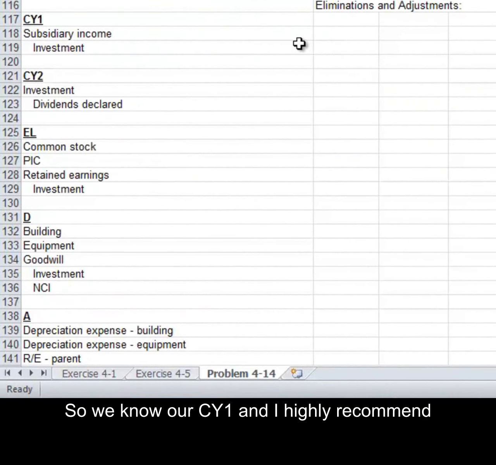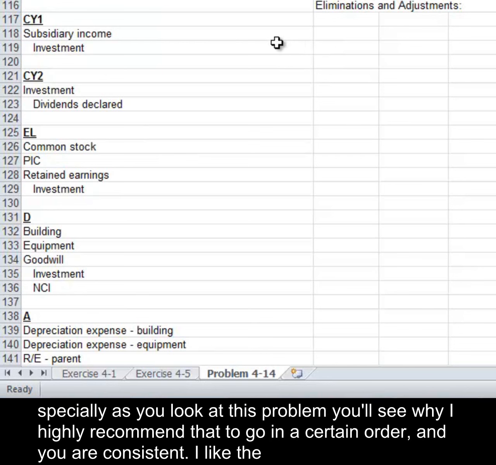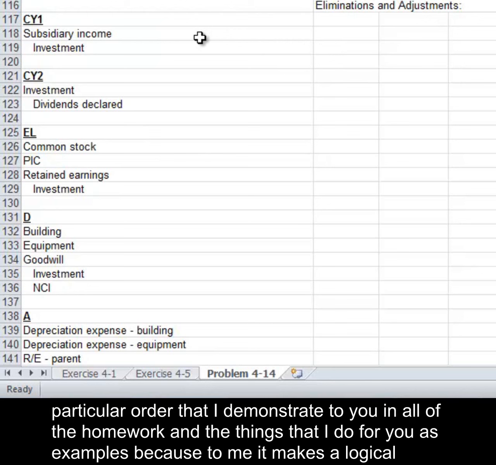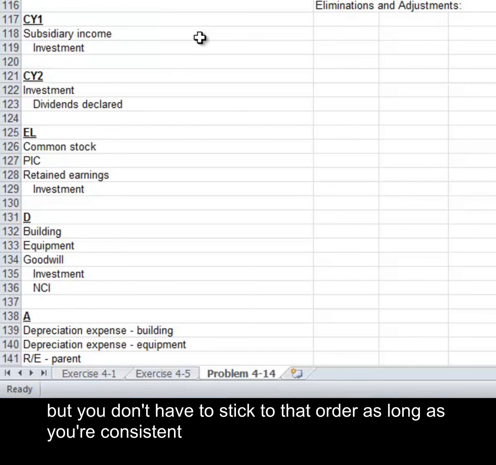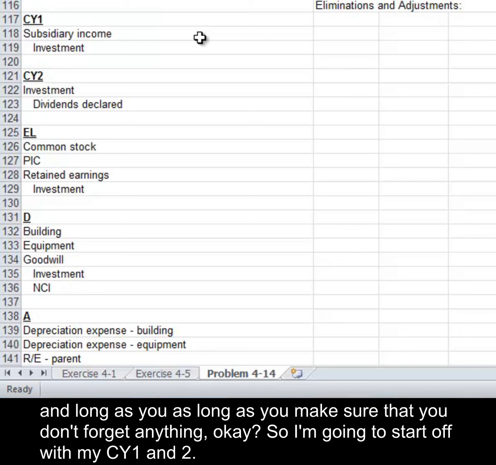So we know our CY1, and I highly recommend, especially as you look at this problem, you'll see why, I highly recommend that you go in a certain order and that you are consistent. I like the particular order that I demonstrate to you in all of the homework and the things that I do for you as examples, because to me it makes logical sense in terms of how it flows with the text, how it flows with the transactions. But you don't have to stick to that order as long as you're consistent and as long as you make sure that you don't forget anything. Okay, so I'm going to start off with my CY1 and 2.